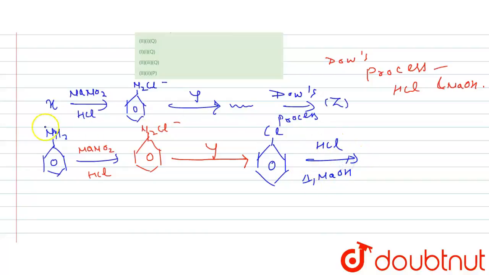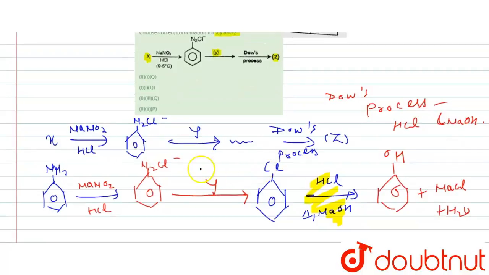So this is where Dow's process takes place, and the product formed after Dow's process is phenol with NaCl and H2O. So at the place of Y, we have the conversion of diazonium chloride to chlorobenzene.